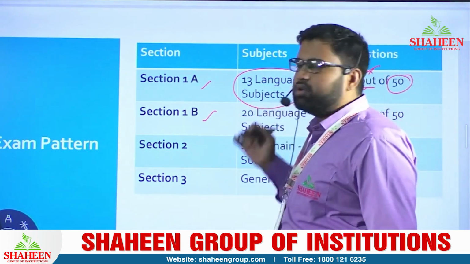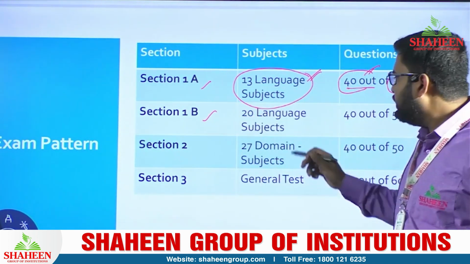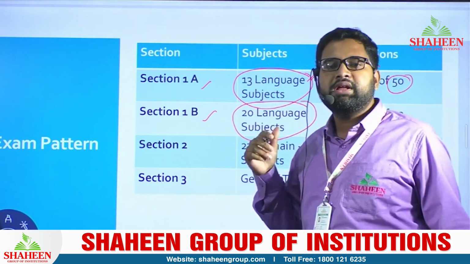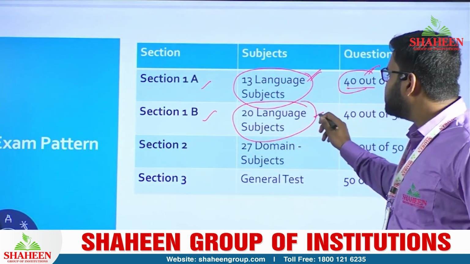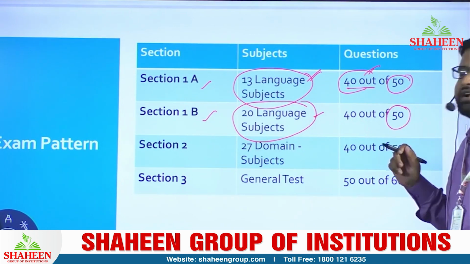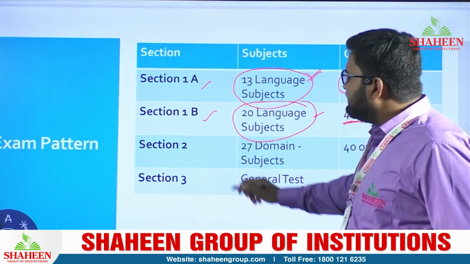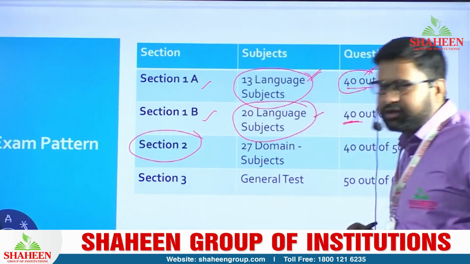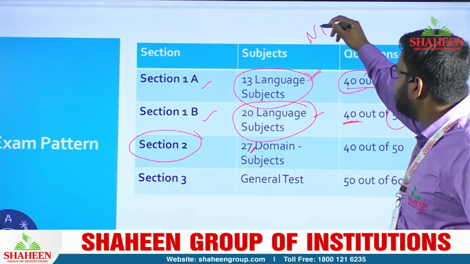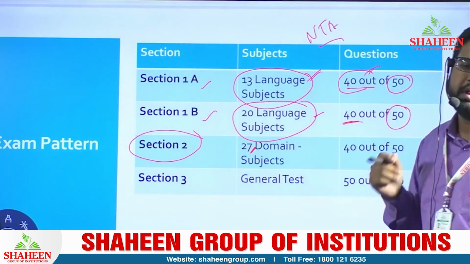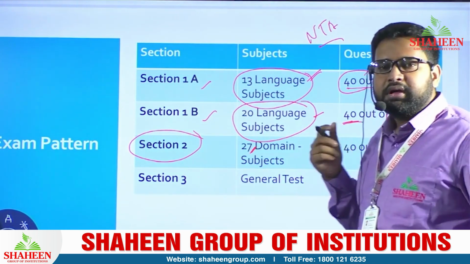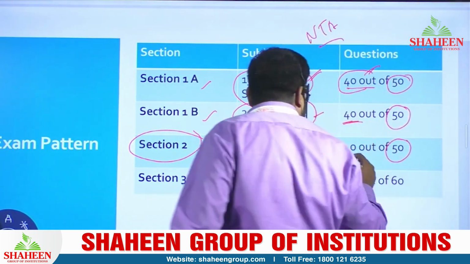If you want to opt for any foreign language, then you have 20 language options. You have to select any one language. Total questions will be 50 and you have to attempt only 40 questions. In section 2, this is the subject domain. NTA is offering 27 subjects and you have to opt for any one. There will be 50 questions and you have to attempt only 40 out of 50.